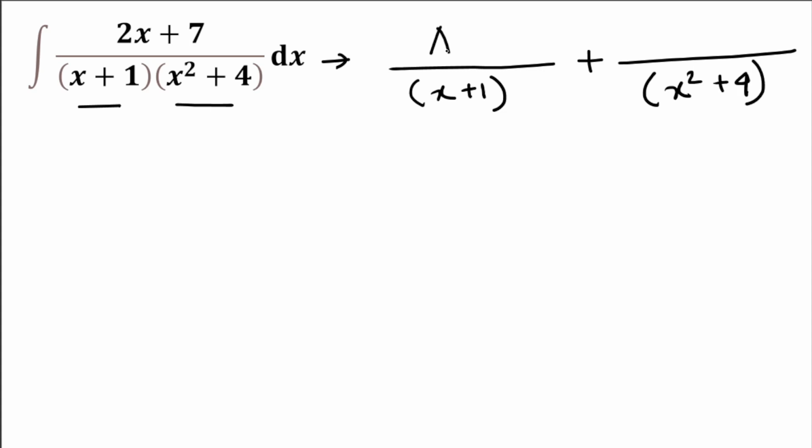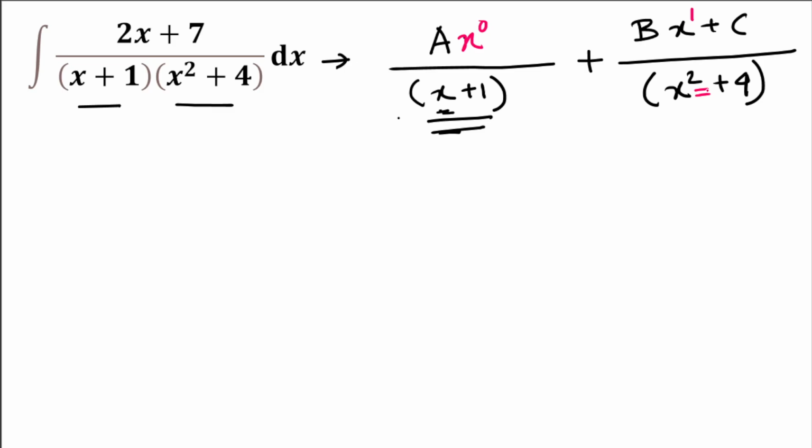Now this is A, this is Bx plus C. So how we express it in this way is, in the denominator it is x plus 1. The degree of this particular term is 1, so we'll have to express it in a term which has a degree less than the denominator. So it will have x to the power 0, right? Similarly, this is x to the power 1 because the degree here is 2.